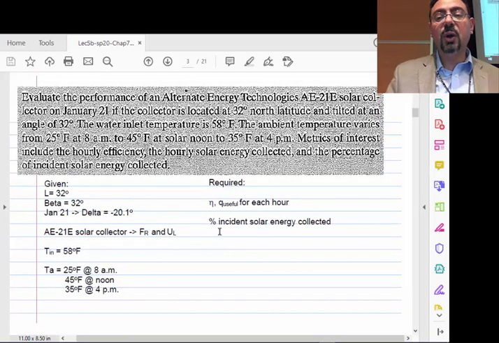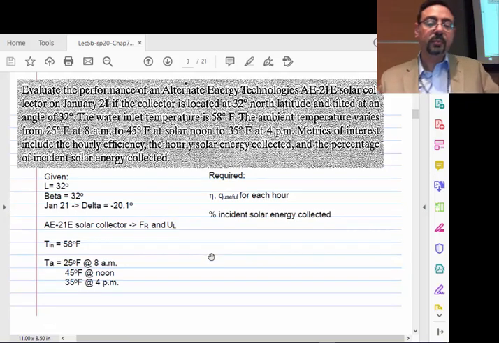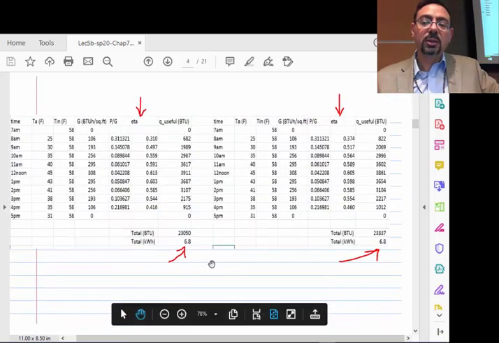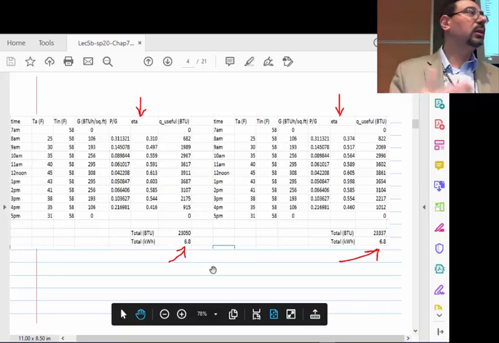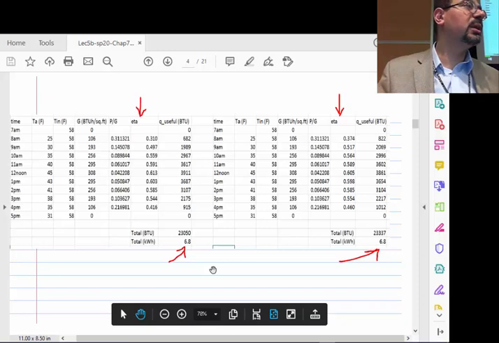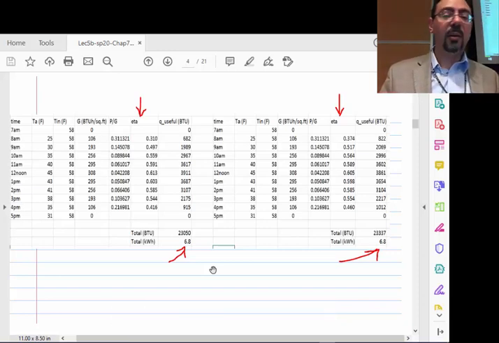The percentage of incident solar radiation collected. Let's read this: the percentage of the incident solar energy collected. So when you calculate the total, you divide over the incident radiation, and you can get how much you collected at the end of the day. Did I collect 30% or 40%? Okay.